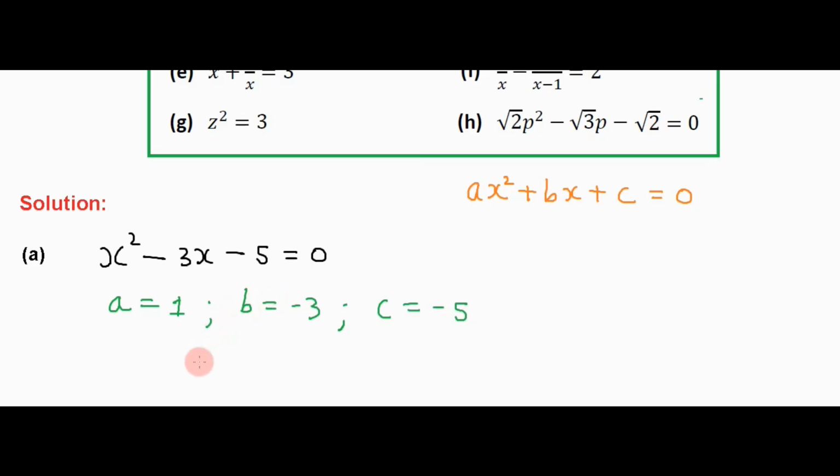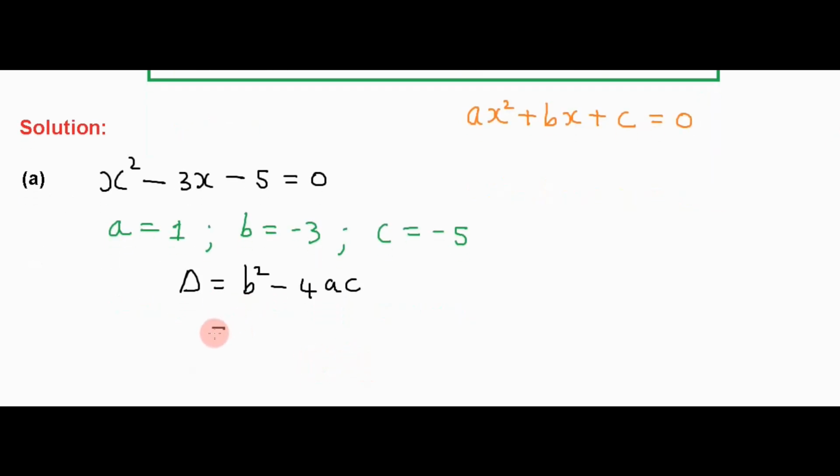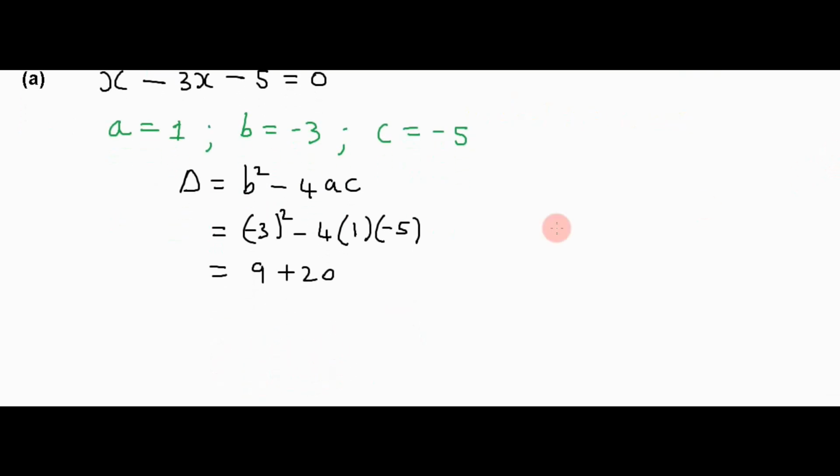We can write down the equation for delta. We know that delta equals b squared minus 4ac. And we substitute in these values. So it's negative 3 squared minus 4 times a times c. So we get 9 plus 20, and this of course is 29.